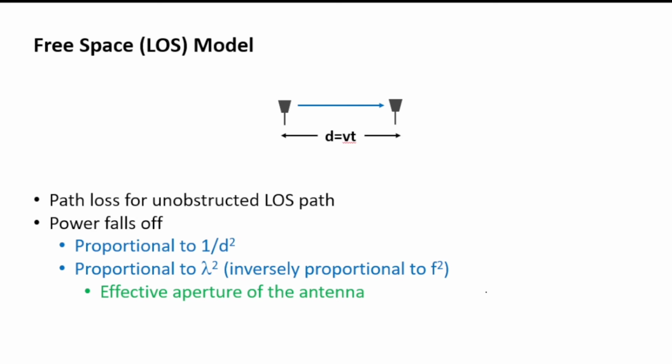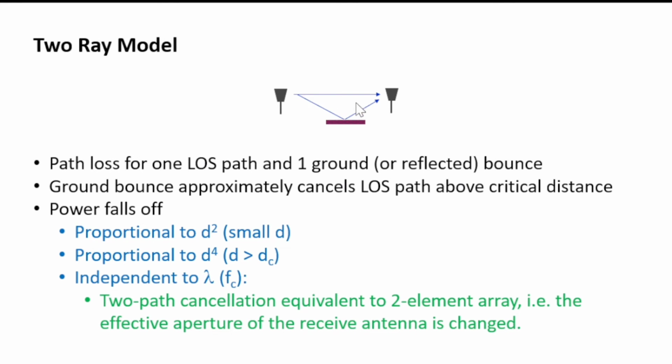Now, next up, the two-ray model, which is very similar to the first one, the free space model, but the difference is there is another path for ground reflected signals, or ground bounce, as it says. The ground bounce approximately cancels out the line of sight path if it's above the critical distance. So above a certain threshold of distance, the line of sight path and the ground bounce path will cancel each other out. The power falls off proportional to small d to the power of 2. It is proportional to large d to the power of 4, and it is independent from lambda.